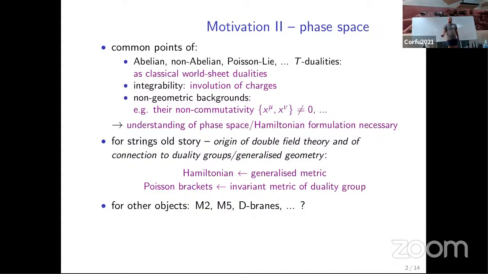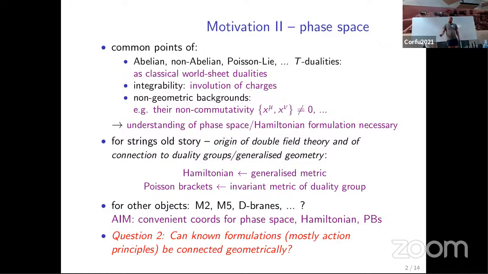So now the question is, do similar mappings also work for other objects in supergravity, membranes and five-branes, D-branes or other objects? And the aim is, we look for convenient coordinates of phase space on which generalized geometry can act, and I look for Hamiltonians and Poisson brackets, which will be defined in a very similar way. And then also the other question is, we know that the exceptional duality group acts between these objects. How can these formulations, some of which have known actions, be connected directly in a geometric way? This will also be a question that will be answered in the end.